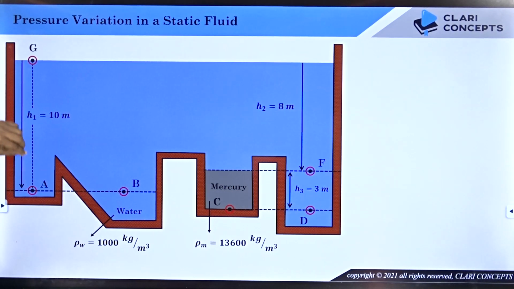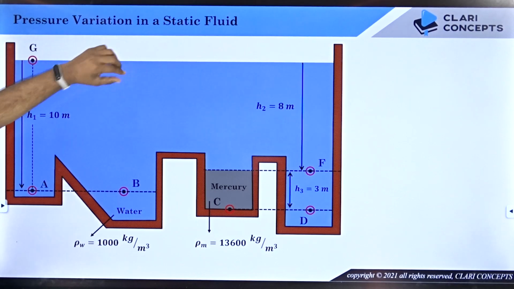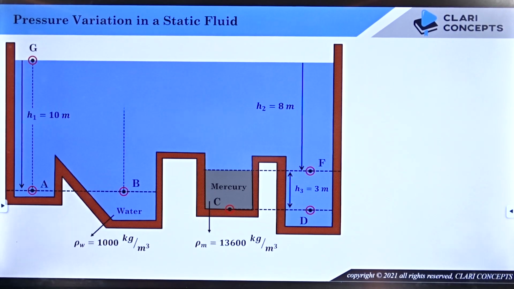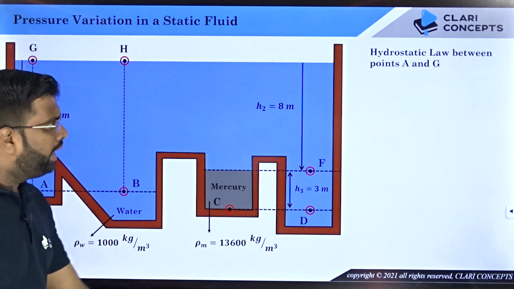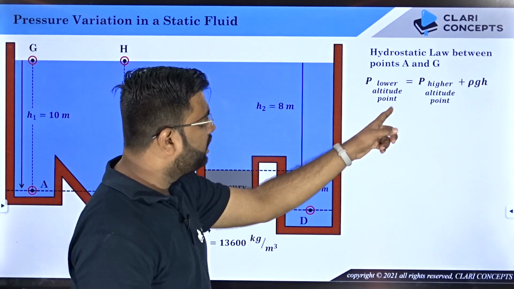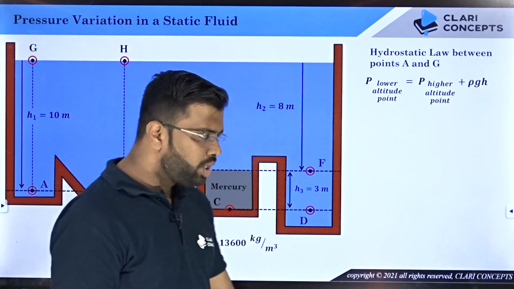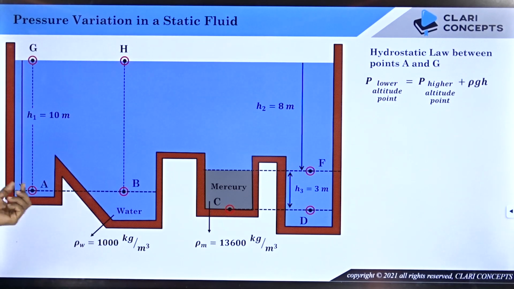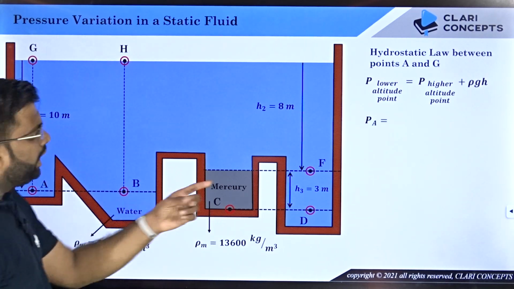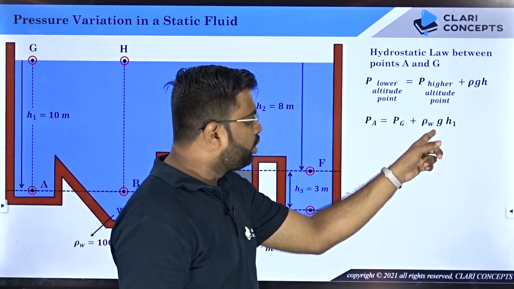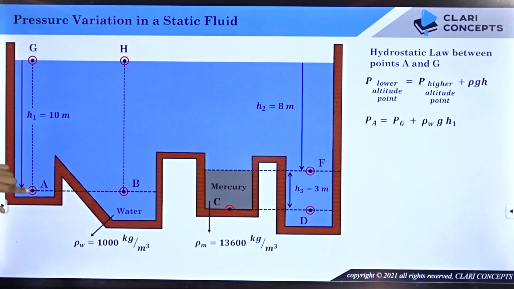So let me mark a point G which is on the surface of water above A, and I can use the hydrostatic law between these 2 points, A and G. So using that between A and G, I know that pressure at lower point equals pressure at higher point plus rho g h. So which one of these two is the lower point? Pressure at point A. So PA equals PG plus rho g h, rho of water, because in between G and A water is filled, and H1 is the distance between G and A.